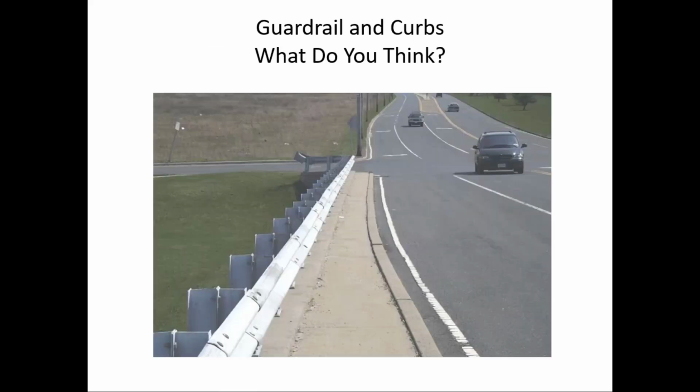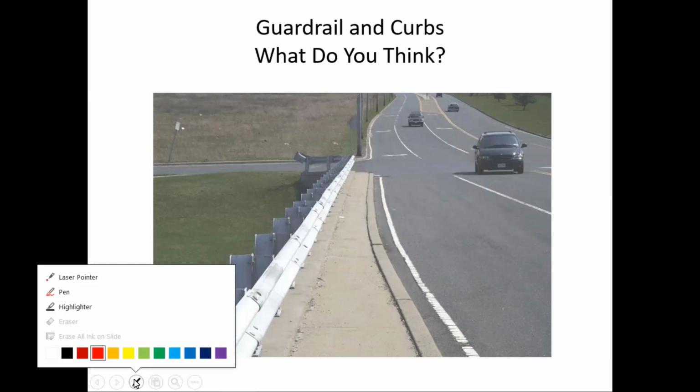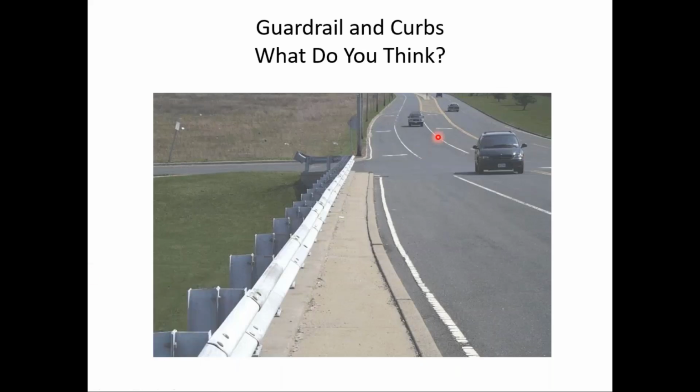Guardrails and curbs. What do you think here? What would happen here if a vehicle left the roadway, say a vehicle coming toward us, left the roadway, they would strike the curb, and the curb would cause the vehicle to become airborne. And so the vehicle would be airborne when it strikes the rail, which is not the intended impact into the rail, or in certain cases, I've seen where the vehicle will actually go over the rail.